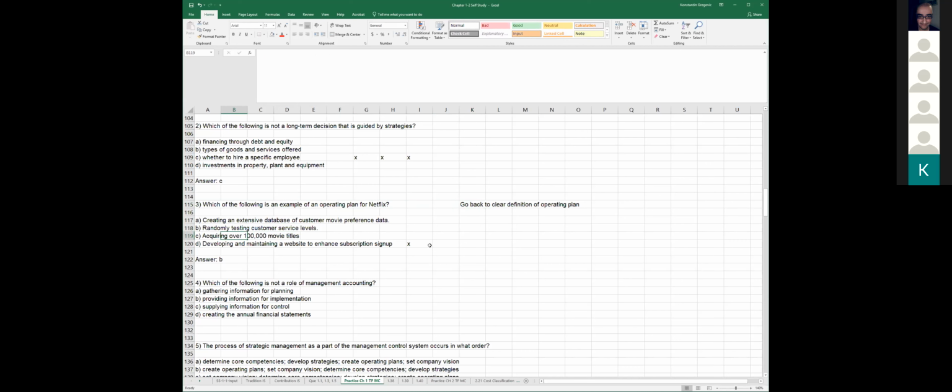Is this posted on Moodle? On page 6. Page 6? Yes, of the textbook. Okay, thank you. Welcome. Page 6, operating plan. Yeah, it's on page 6. So it's short-term decisions. Oh, short-term decisions that shape the organization. So A is out. You can see there, randomly testing customer service levels. Yeah, it is one of the examples. Okay, B it is.